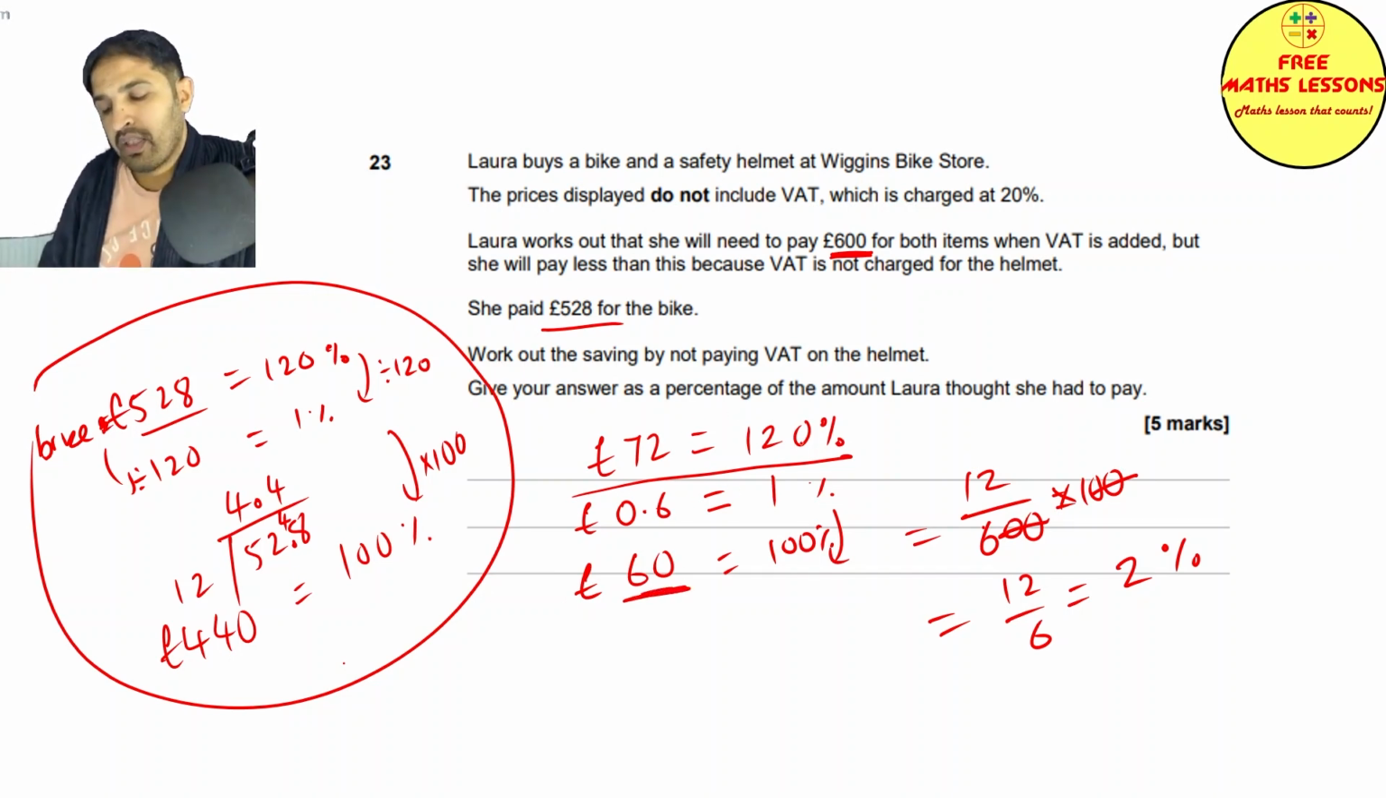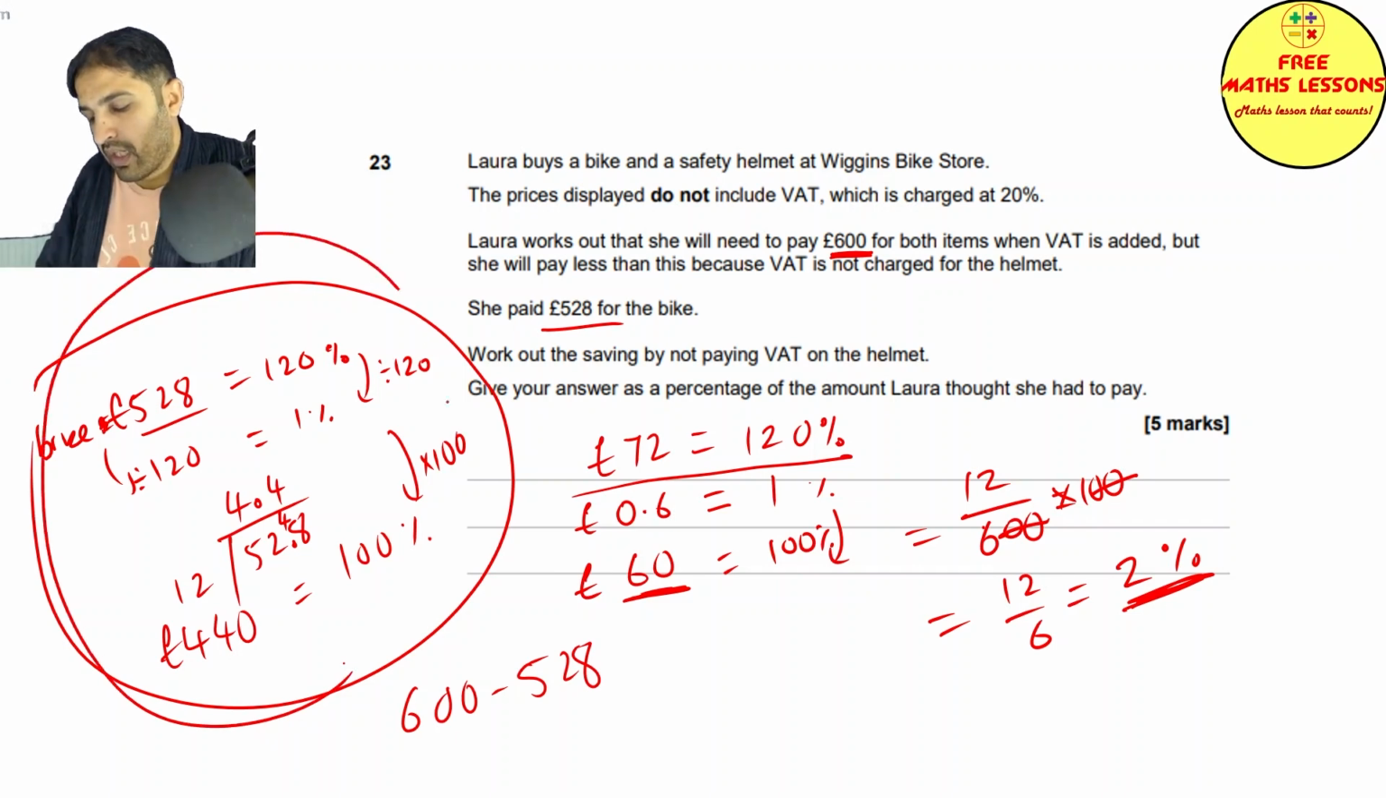So she saved 12 pound, and we need to give our answer as a percentage of the amount Laura thought she had to pay. So 12 pound out of 600, and then we need to write it as a percentage. So I'm saying 12 out of 600 as a fraction, multiply by 100 to change into percentage. So that turns out to be 2%. Okay, so I just needed to do that part here. Basically, all I had to do is for 600 take away 528. I didn't have to do this.